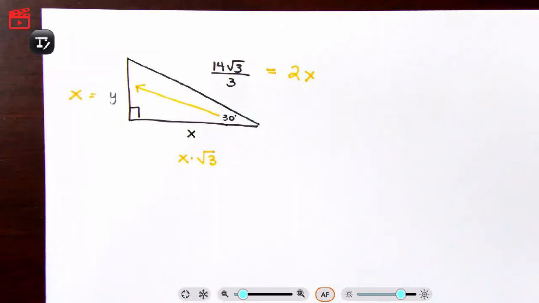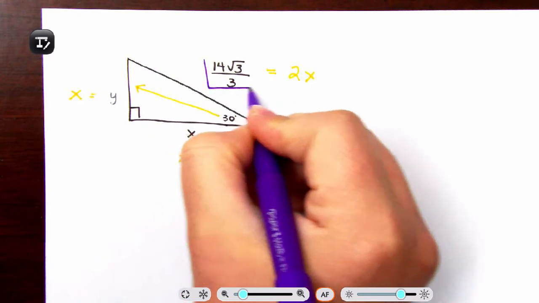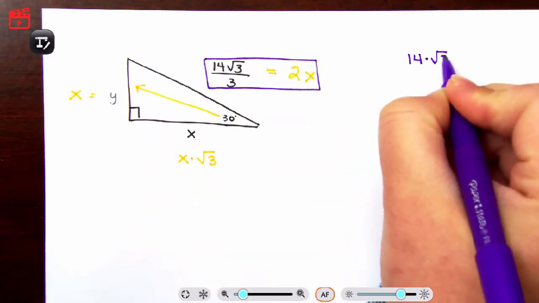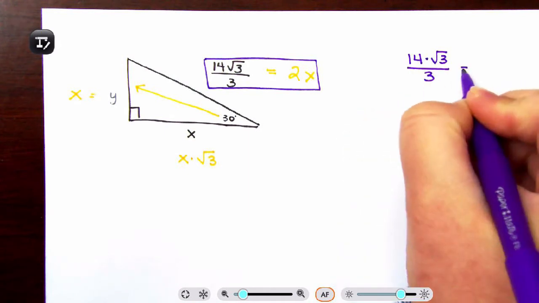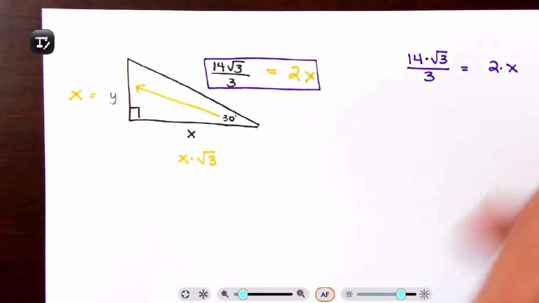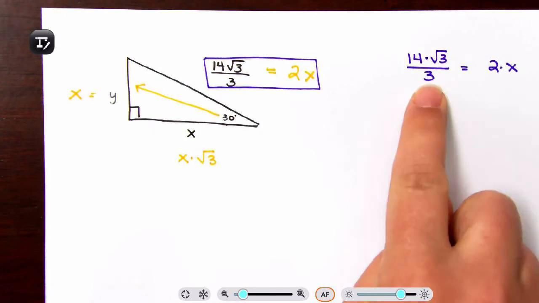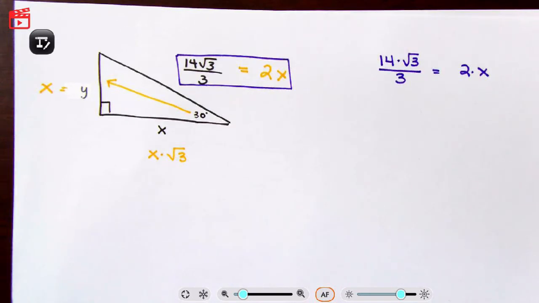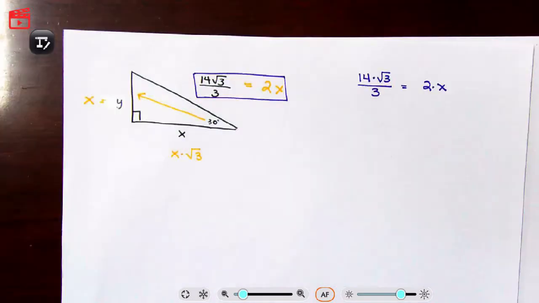So now that you have labeled your triangle, you're going to end up seeing some sort of equation. And the equation that we see is this one here. I'm going to write this out. I got 14 times root 3 divided by 3, and that's equal to 2x. Now our objective, our goal is to get x by itself to solve for x. So we're going to use that trick again where instead of dividing, because we have a fraction here, I'm going to multiply by the reciprocal, which means I'm going to shift this out just a little bit so we can see better.